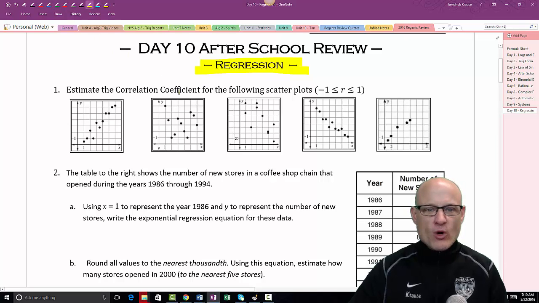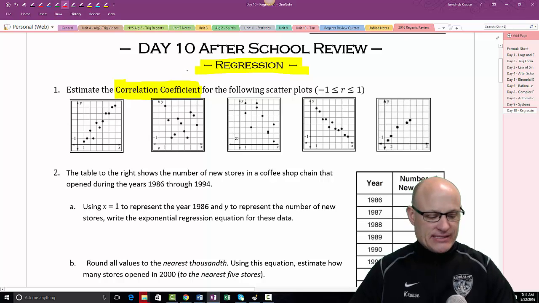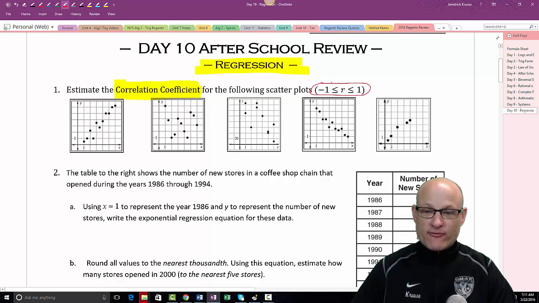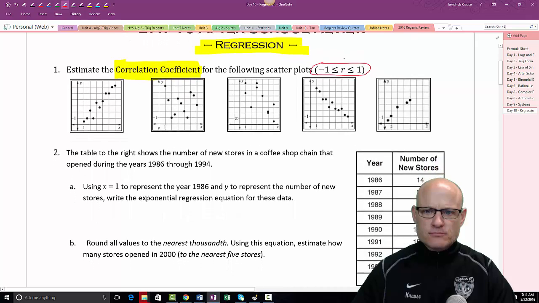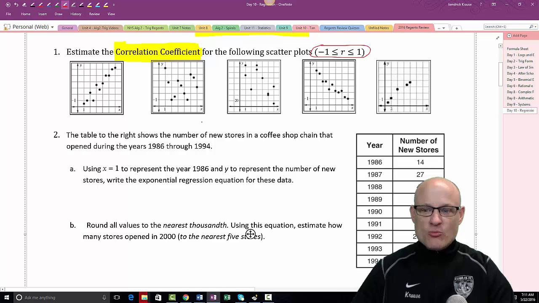What does this mean? Correlation coefficient. As far as this goes, it's a linear correlation coefficient. What we want to find out is how, it basically gives you a number between 0 and 1 that tells you how consistent the data is. How much can you rely on this data?